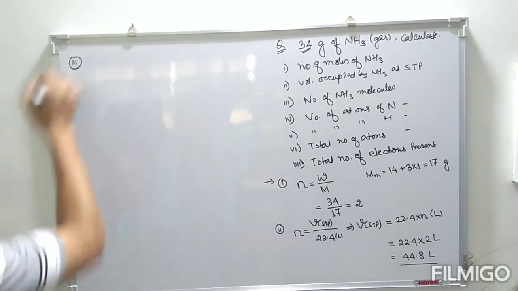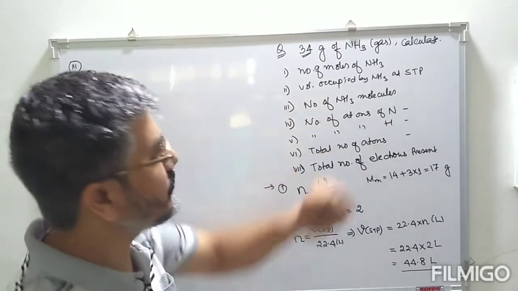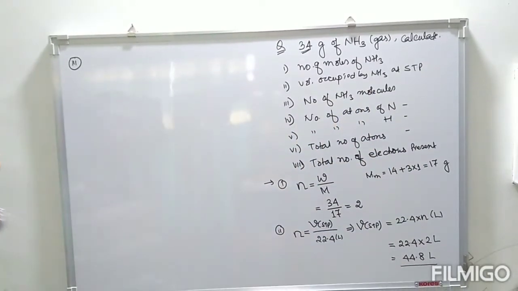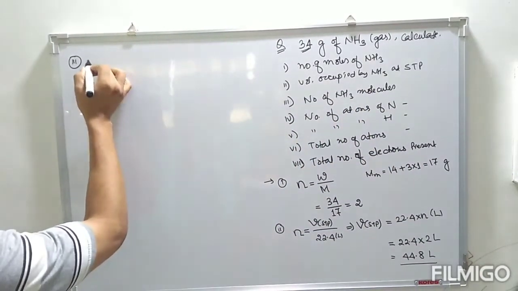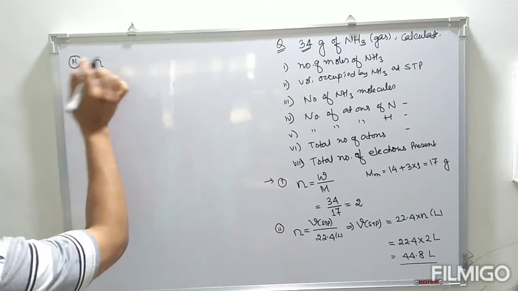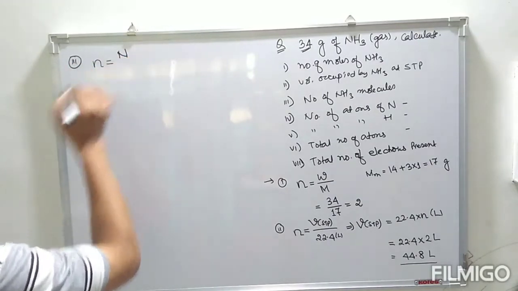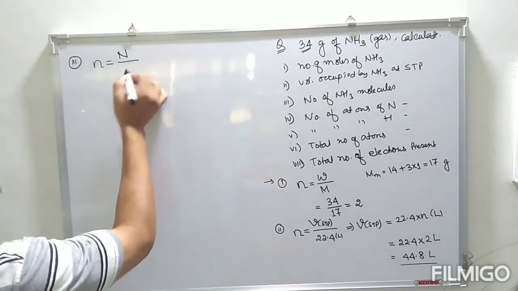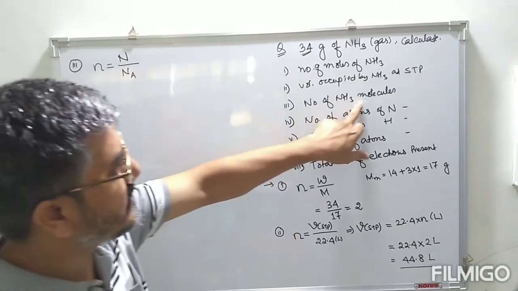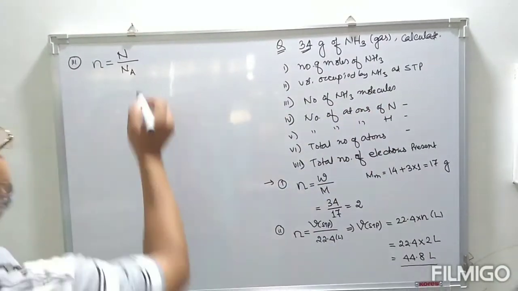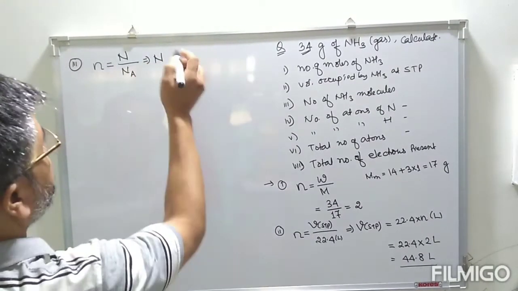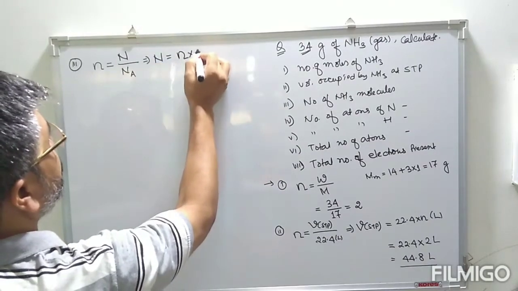Next part of the question is the number of ammonia molecules present. So the question is number of molecules. We have to define number of moles in terms of number of molecules. So we have a relationship. Number of moles is defined as the number of particles present in a given sample divided by Avogadro number of particles. Here the particle is molecules. Therefore, the number of particles, that is the number of molecules of ammonia, is equal to number of moles into Avogadro number.